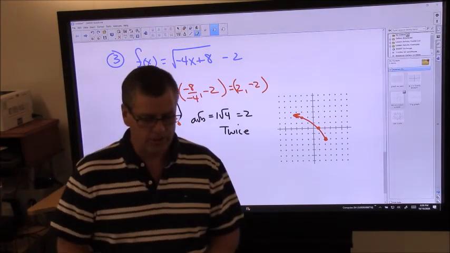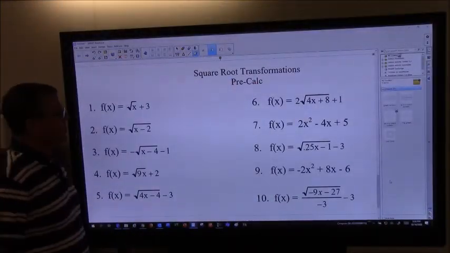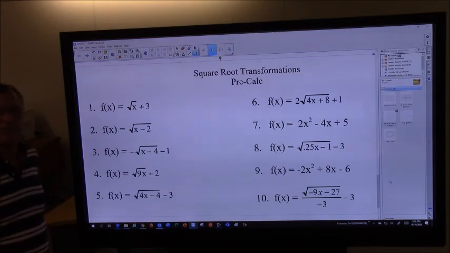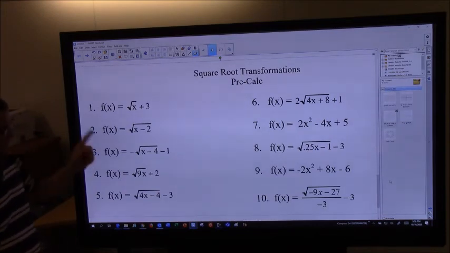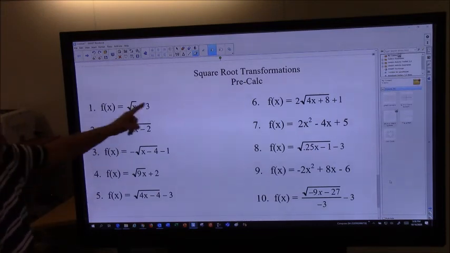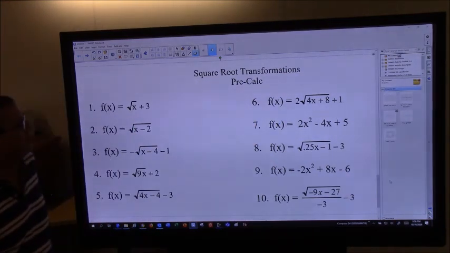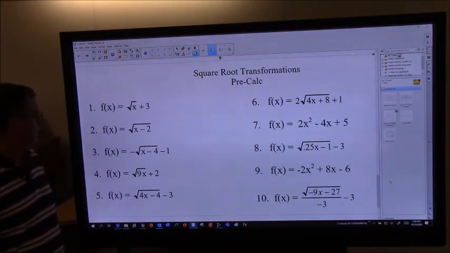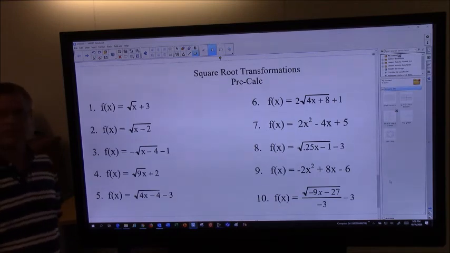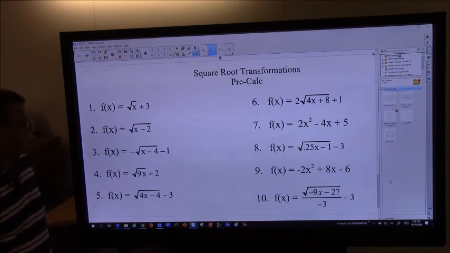All right, let me get you a homework assignment. So here's our homework assignment for tonight. Again, we got 10 graphing questions. You can see I do have a couple parabola pieces in here. And I don't have any absolute value functions, so I guess we'll see that later on.